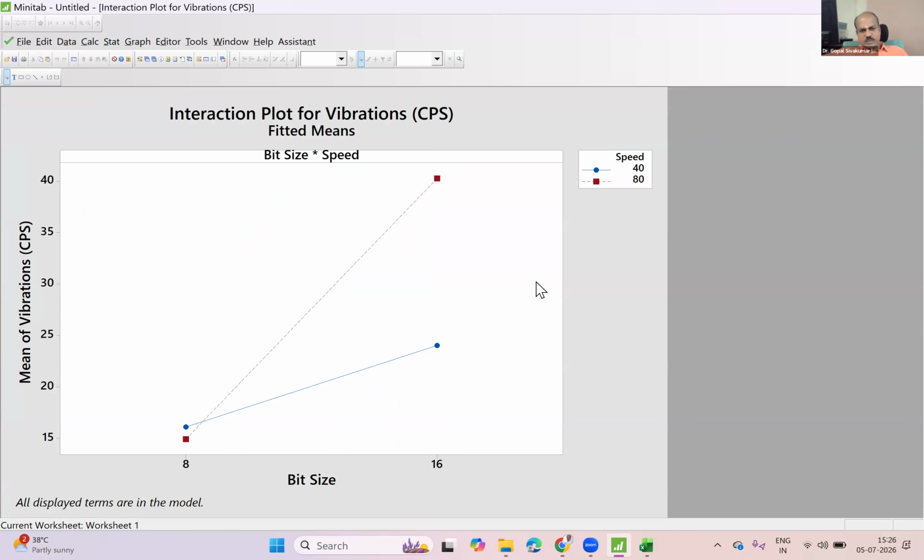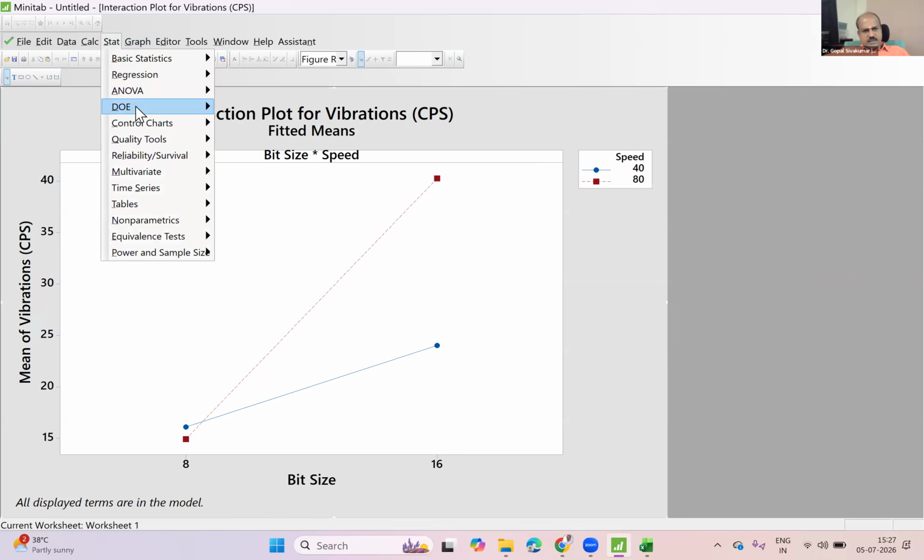The lowermost point refers to usage of an 8 drill bit and 80 RPM speed. Yes or no? So what is the best combination? 80 and 80 RPM. Bit size must be 8 and drill speed must be 80 RPM. So under this condition, what will be the vibration level?